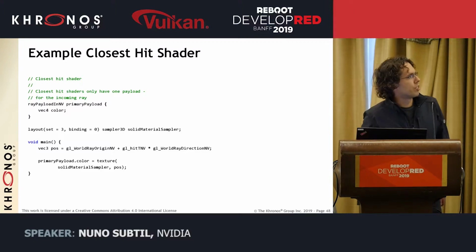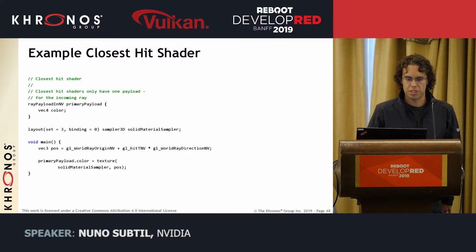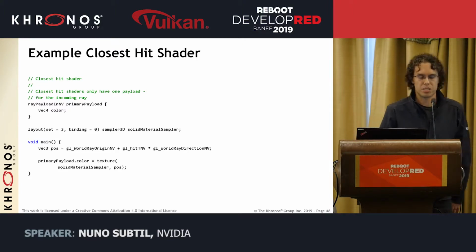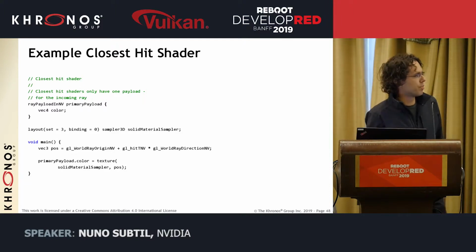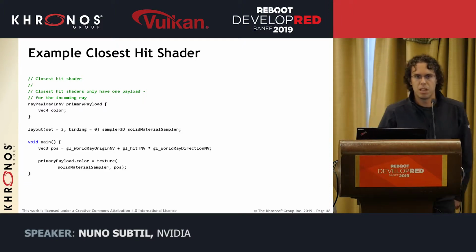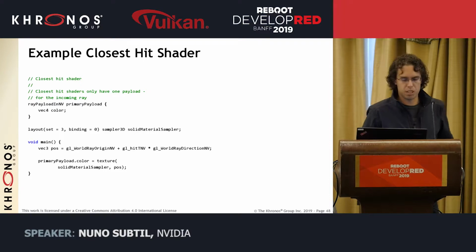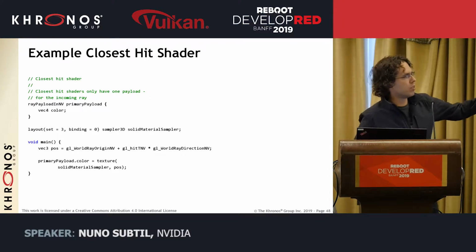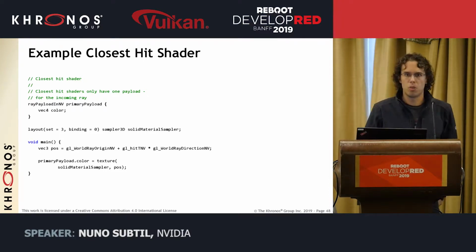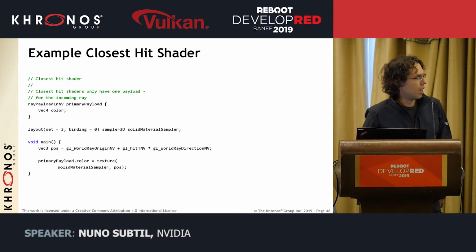And this is the closest hit shader that goes with that ray gen shader. All it does is take the world space position of the intersection and sample a 3D texture based on that position. Relatively trivial. This is a sort of a toy example, but just to show you how the whole thing comes together. So we declare the payload identical to what the ray gen shader declared. This has to be the same struct. In this case, each hit shader can only have one payload type, so there's no location information associated with this.